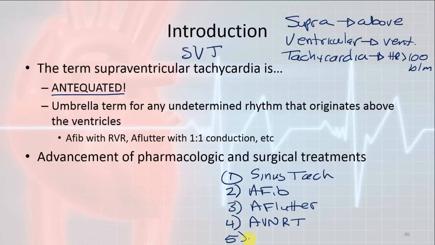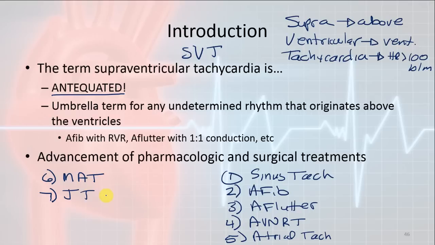The fifth most common SVT is something called an atrial ectopic tachycardia. So it's basically atrial tachycardia. The sixth most common SVT is a multifocal atrial tachycardia. And if you don't remember what that is, go back and review the atrial rhythm presentation, please. The seventh most common SVT rhythm is junctional tachycardia.